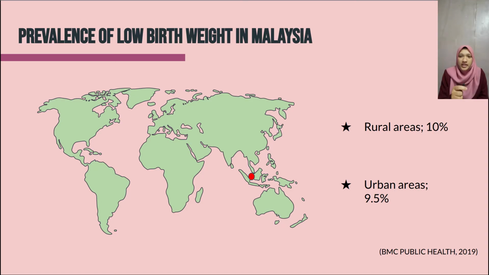Okay, for this slide, we can see the prevalence of low birth weight in Malaysia. In the rural area, it is 10%, while in the urban area, it is 9.5% prevalence of low birth weight in Malaysia.